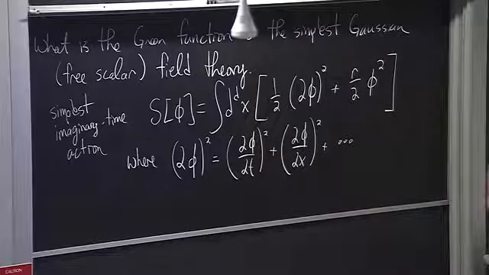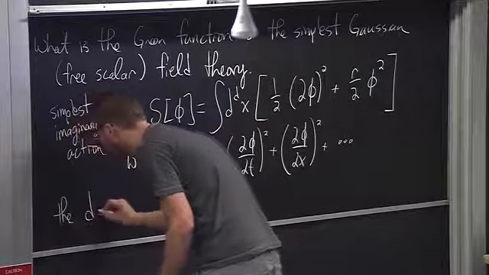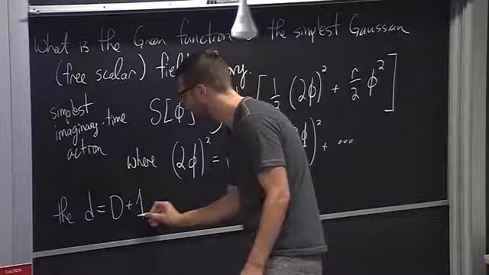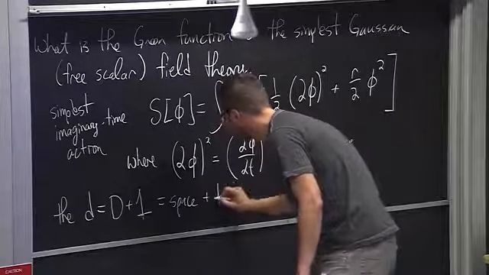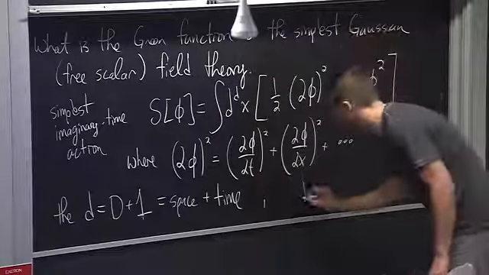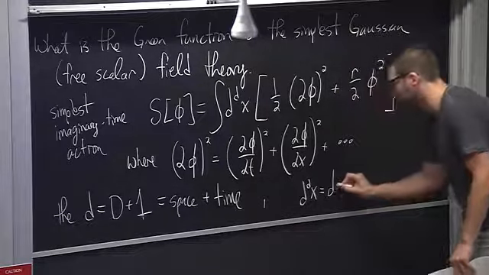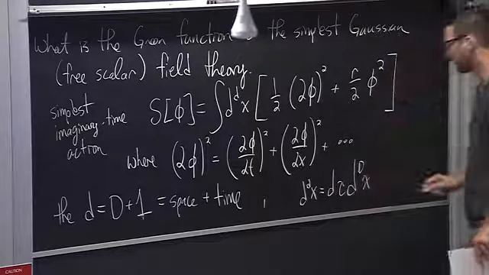So your d here is just space plus time. And time is 1. And yeah, so this differentiation variable is just tau and then all your space derivatives.